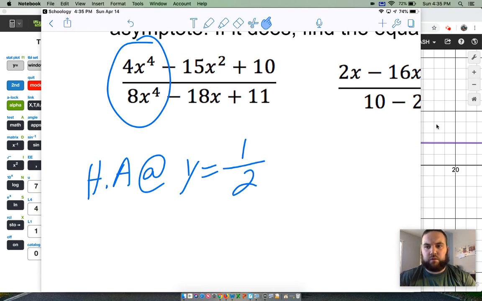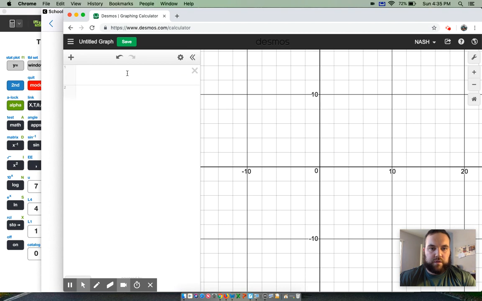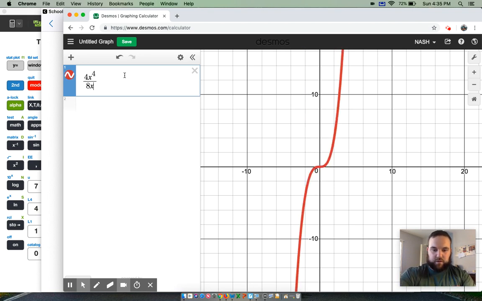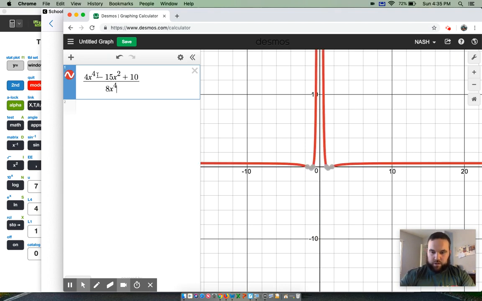Just to prove that to you real quick, I'm going to type it in. So we got a big old fraction, 4x to the fourth. I'm actually not even going to type in the whole fraction. I'm just going to type in the largest powers. That's a lie. I'm going to type the whole thing. Minus 15x squared plus 10. And then this is minus 18x and plus 11.